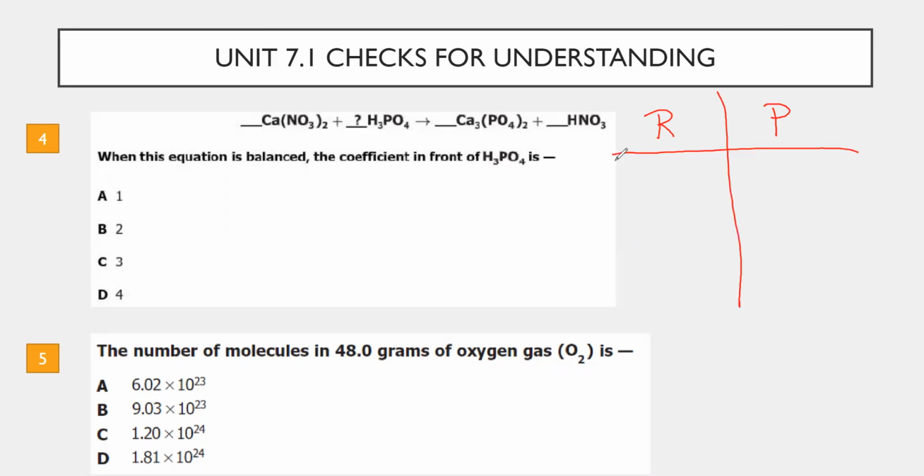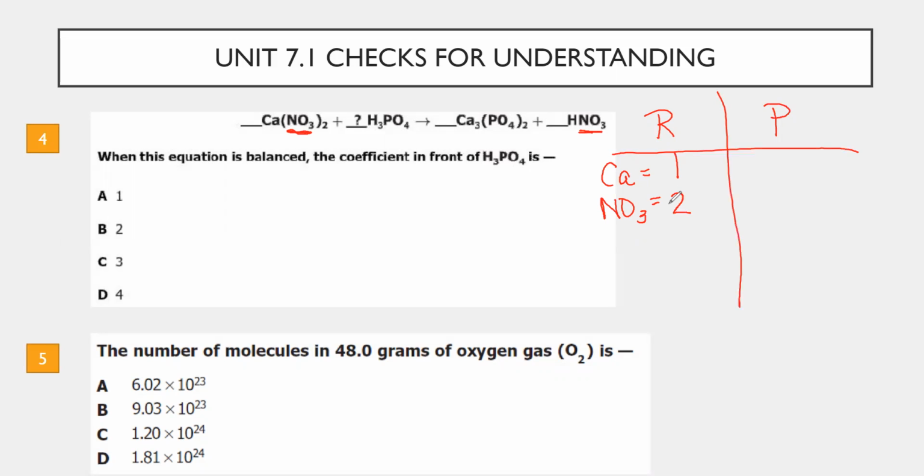This is our product side. We have calcium. There's one of those. Now, look what we have. We have a polyatomic ion. And remember, I told you, as long as they keep them together, you can keep them together when you're doing this part. So they stay together on the reactant side, and they're staying together on the product side.